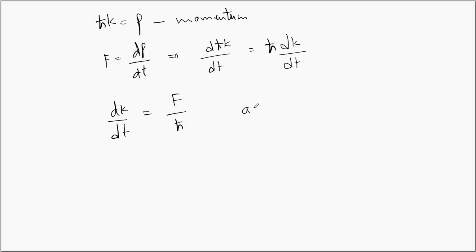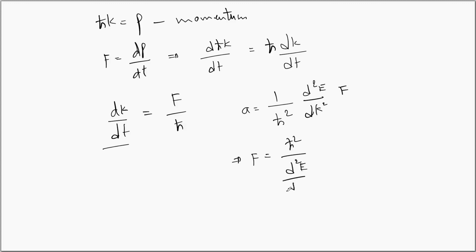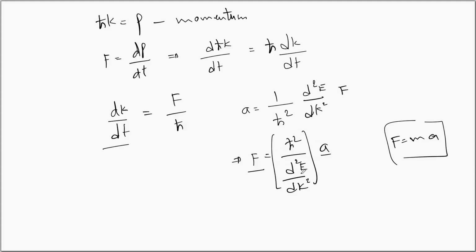So we write acceleration a as 1 over h bar square d square E by dk square F, which implies F is equal to h bar square upon d square E by dk square a, which means we have come to the expression as F is equal to ma. This is a similar expression. Here on the left hand side we have the force, on the right hand side we have some quantity times acceleration. Then the quantity should be equal to the mass. We call the mass as the effective mass. So the effective mass m star is equal to h bar square upon d square E by dk square.